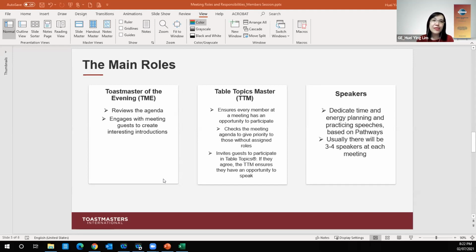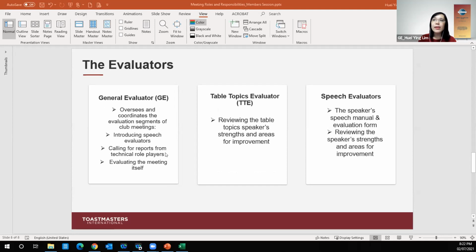This will be really, really interesting, and you can always volunteer to complete your project. Always reach out to your club VPE to volunteer yourself if you want to do any speeches in the subsequent club meeting. So these are essentially the main roles. And of course, as I mentioned just now, all these would then be supported by the evaluators.